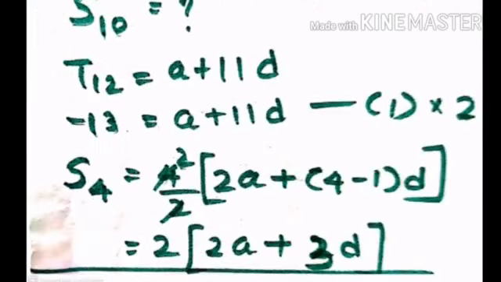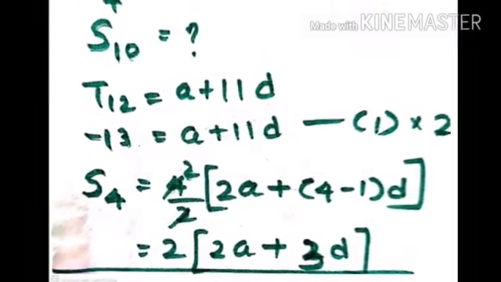So now S10. S4 formula is 4 by 2 into 2A plus 4 minus 1 into D, and 2 2s are 4, so 2A plus 3D, because A and D values we don't know. So this is our equation number 2. So S4 is equal to, by opening the bracket, 4A plus 6D.